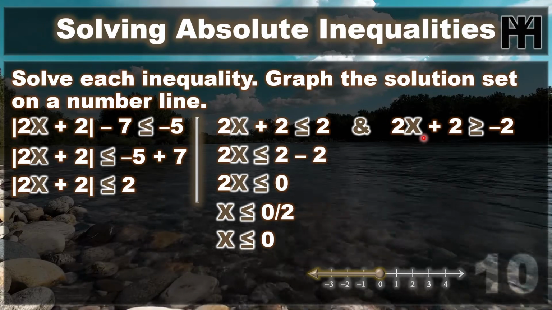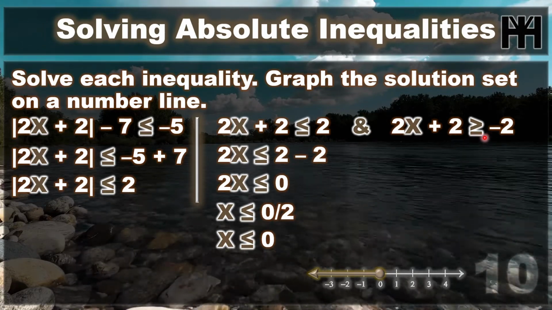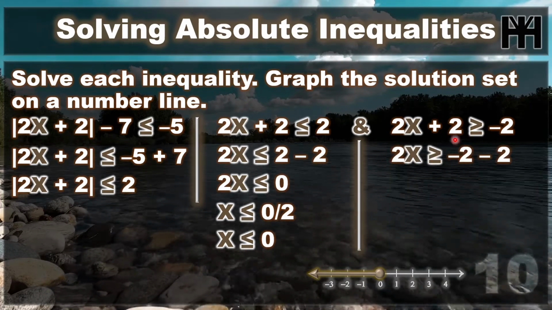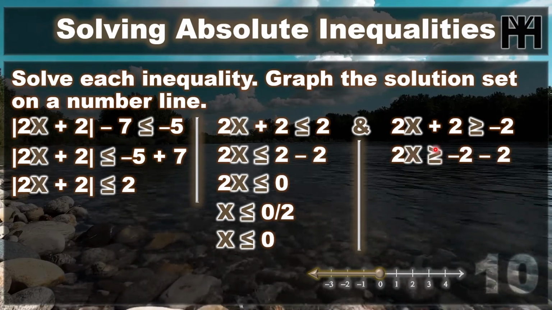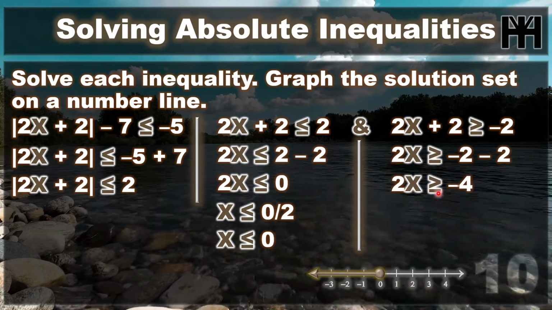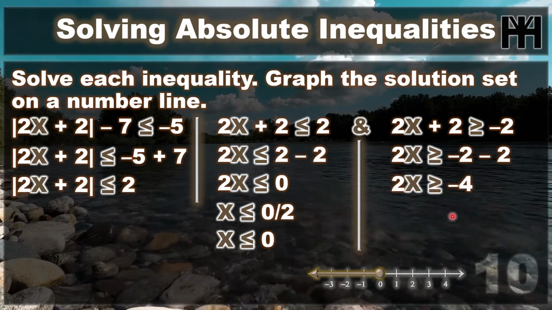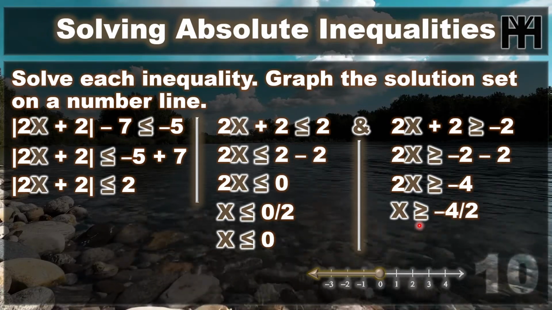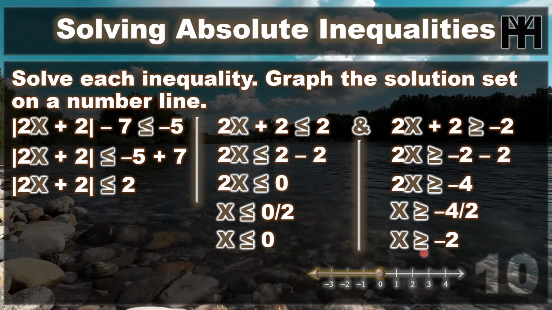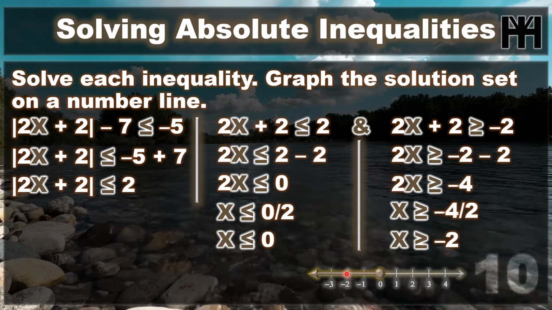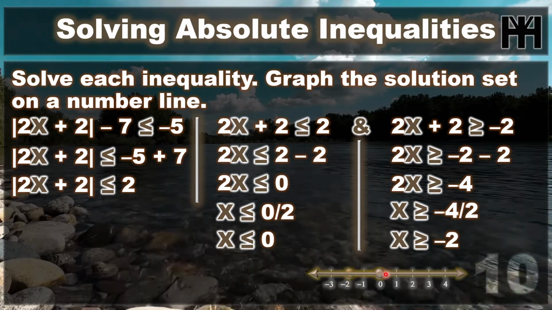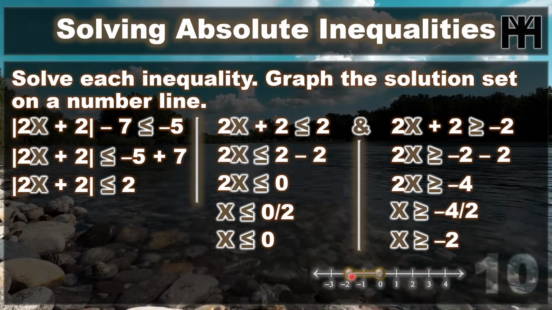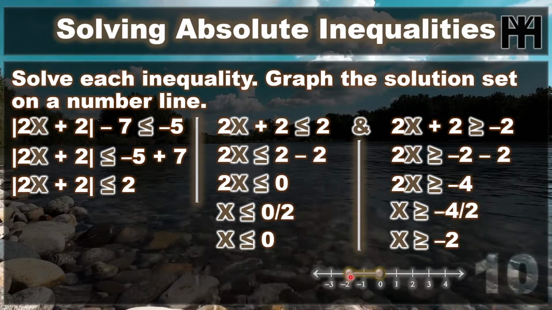Now we have 2x plus 2 greater than or equal -2. So we'll send the 2 to the other side. So we have 2x greater than or equal -2 minus 2. It's 2x greater than or equal -4. Then send the 2 to the other side. It's x greater than or equal -4 over 2. So x is greater than or equal -2. So it will start from here and it will go to the right. Now remove the excessive part from both, so we will have it from here. It's from -2 to 0.